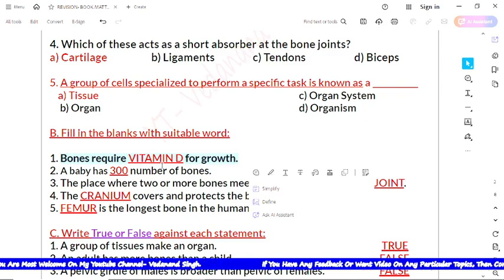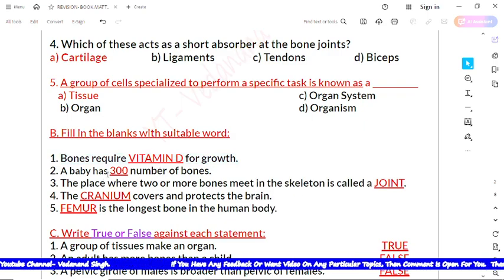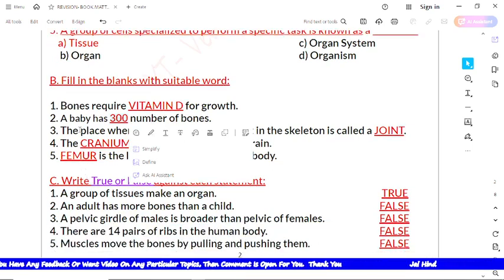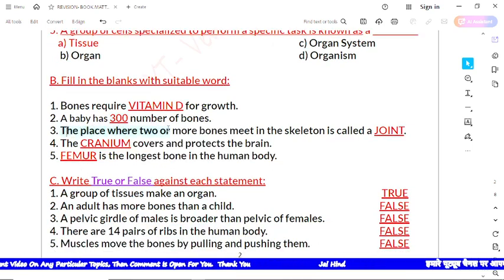Means vitamin D would be in the blank space. A baby has 300 bones, so 300 would be the answer. And the next, third question: the place where two or more bones meet in a skeleton is called a joint.